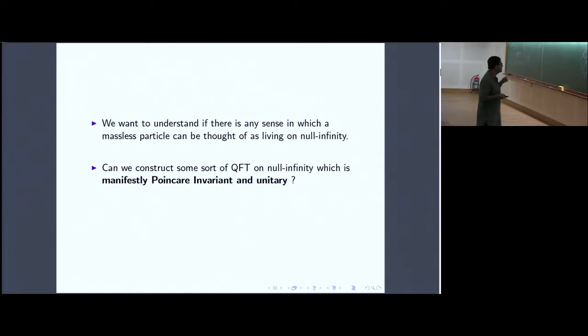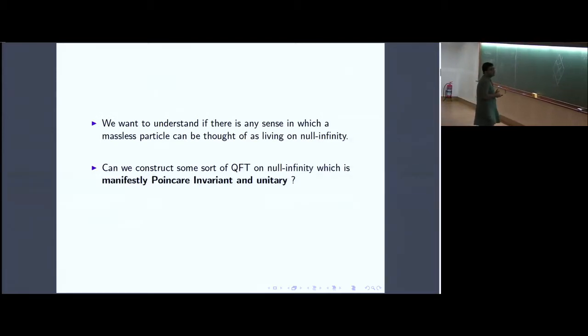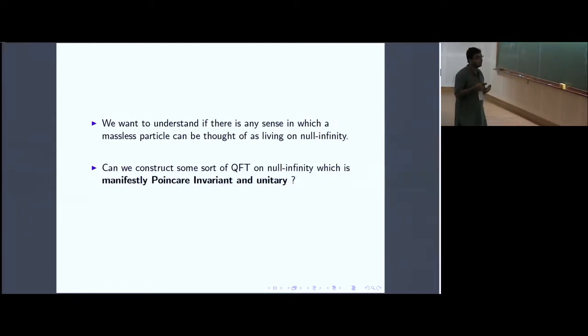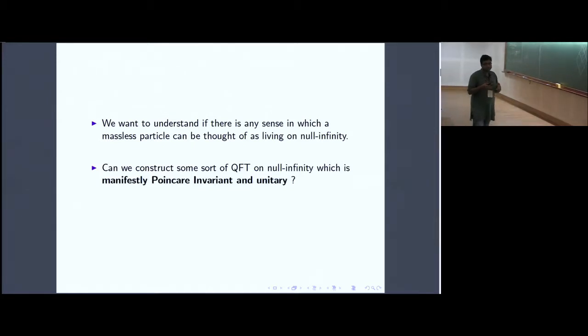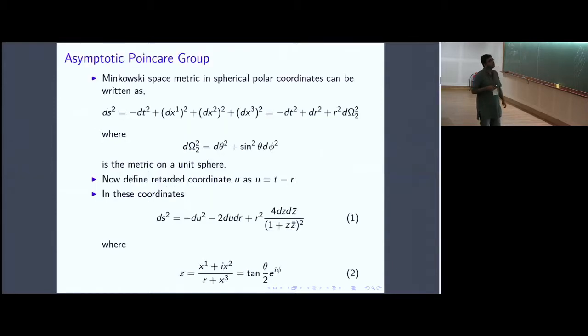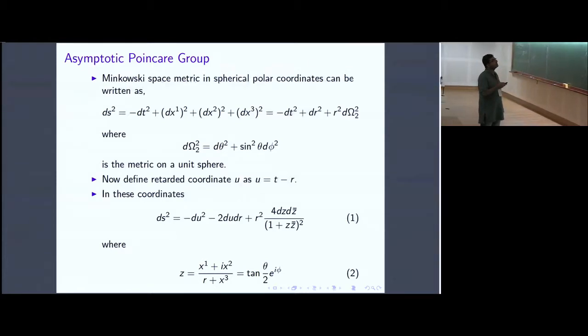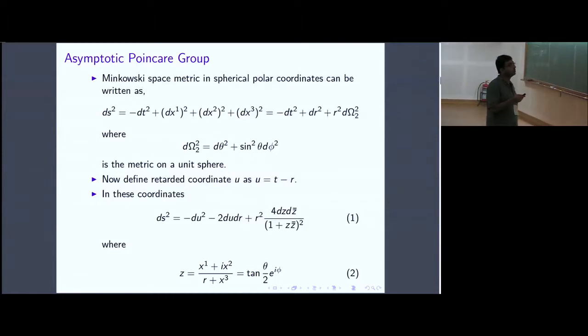But what we'll do is that we'll just look at the free theory, in the sense that we'll just look at free massless particles. And we'll construct a representation in which you can think of these massless particles as living in this Scri plus and minus. In order to do that, I have to introduce a bit of notation and convention here. What I call here is the asymptotic Poincare group.